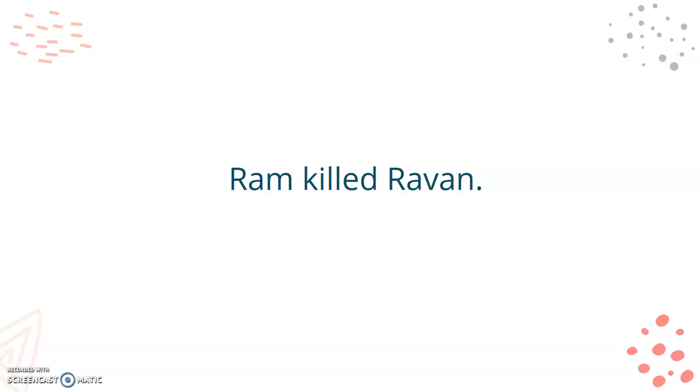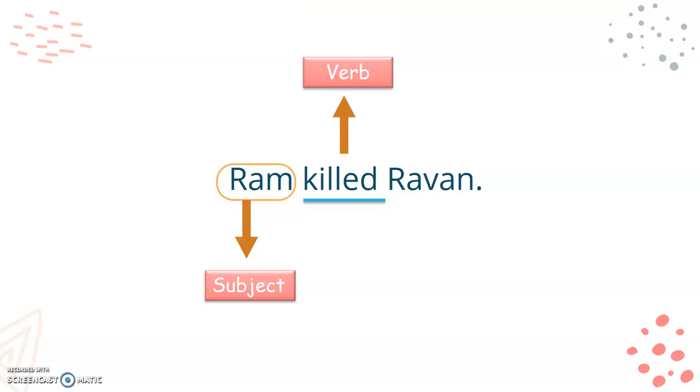A sentence is made up of three parts, that is the subject, verb, and object. Now, what is a subject? Subject means noun or pronoun. So, we have a subject here, that is Ram. Ram is a subject. Okay, and verb. What is a verb? Verb means an action word. So, what is the action word here? In this sentence, we find killed is an action word, so it is a verb.